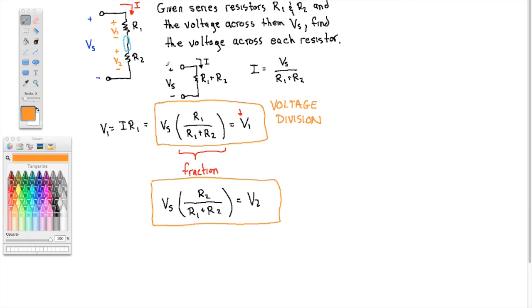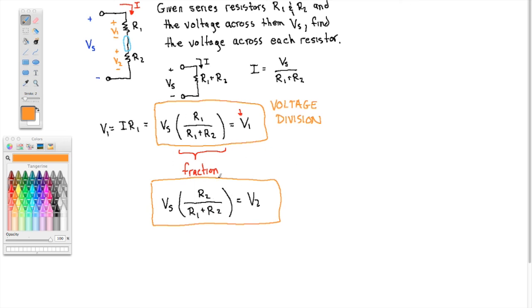And this situation occurs so frequently that we electrical engineers just memorize voltage division equations. And from this point forward, I'll just say from voltage division, and I'll just write this down.